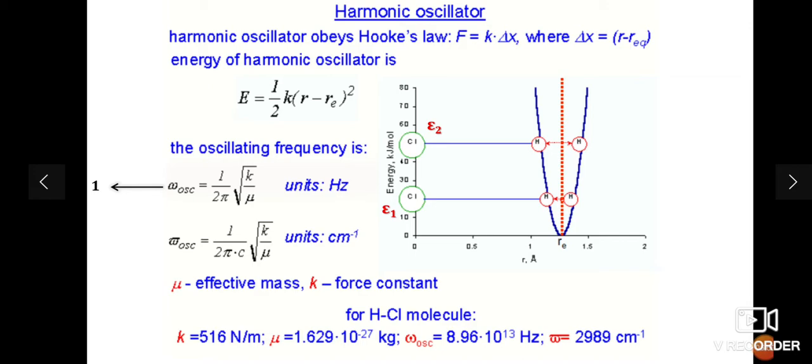From Hooke's law, we derived F equals minus k into (R minus Re), and this is the potential energy curve. The oscillating frequency with respect to the energy curve is given in equation 1: omega oscillation equals 1 by 2 pi root of k by mu, and the unit is hertz. Since we are interested in wave number, we are again converting it into centimeter inverse.